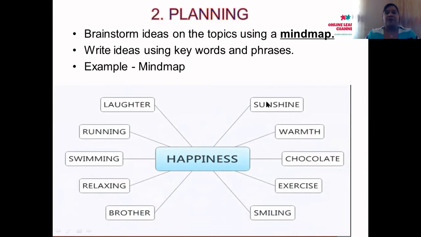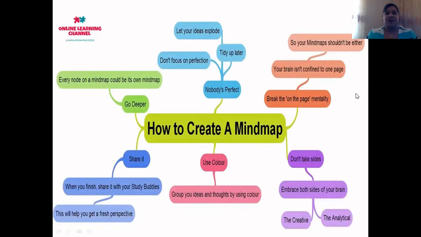For example, we are speaking about everything that makes us happy. Of course, it has to be happy. Sunshine, warmth, chocolate, exercise, smiling, laughter, running, swimming, relaxing, brother. All these are the elements that bring about our happiness, our personal happiness. So we have all written them down in the mind map in this example. Another example of using mind maps. For example, we are using the topic how to create a mind map using the mind map method.